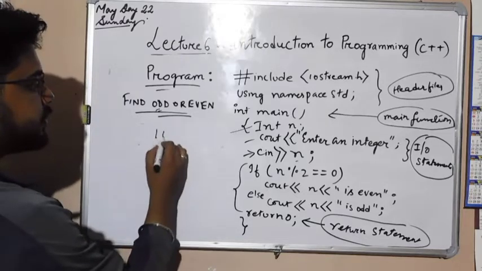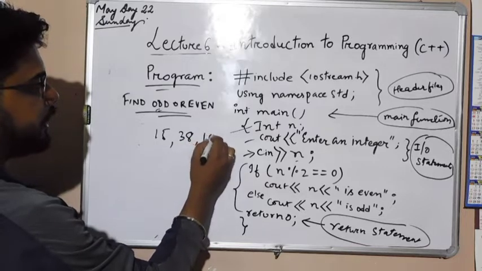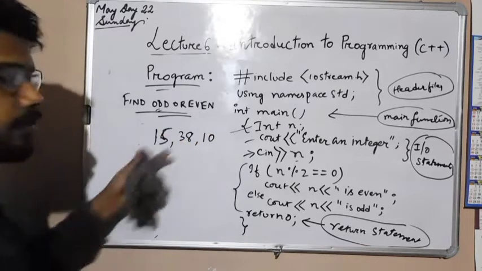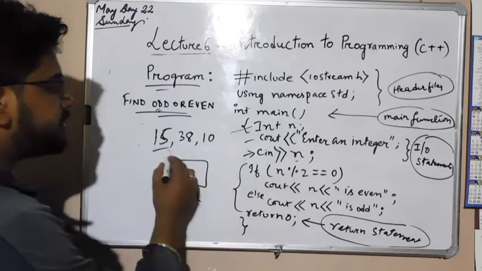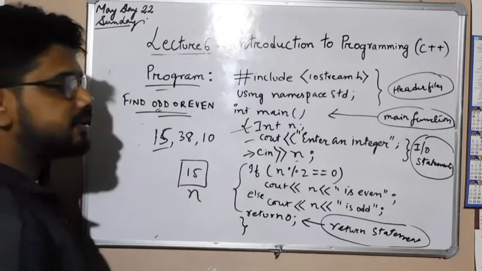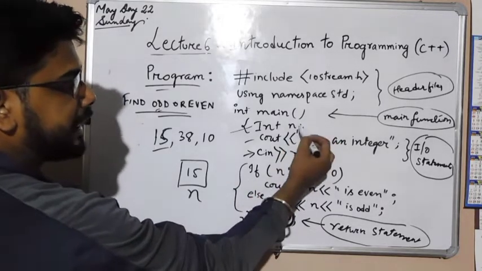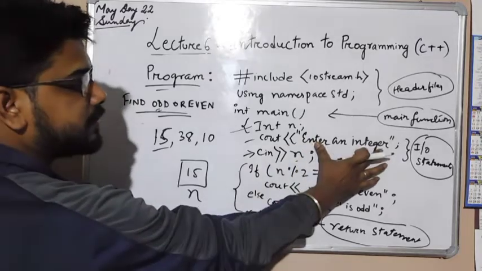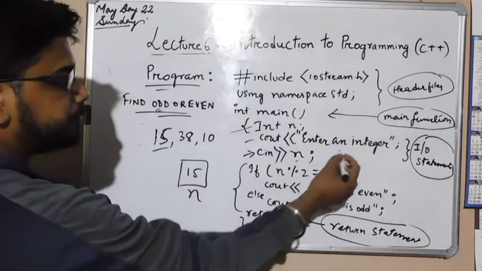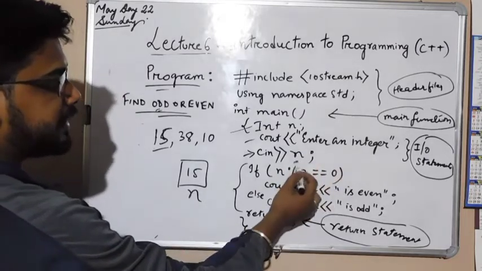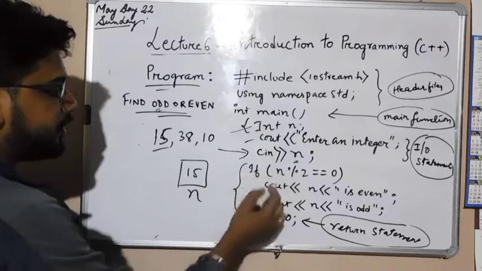Suppose we take a bunch of numbers, for example 15, 38 and 10. These are three numbers. Let us check with these three numbers. This is the variable n. Firstly, let us assume that the user has entered 15 as the first number. So int n is the variable, cout displays the message to the user to enter an integer, and through the cin statement the user enters 15.